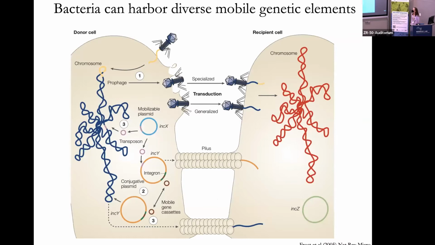So I think it's fair to say that bacteria can harbor a really diverse array of mobile genetic elements, some of which are shown here on this slide from a review article. Things such as plasmids, viruses, phages, transposons, genomic islands, and so forth. And we know that mobile genetic elements are critical in driving bacterial evolution and influencing genetic diversity in natural populations.